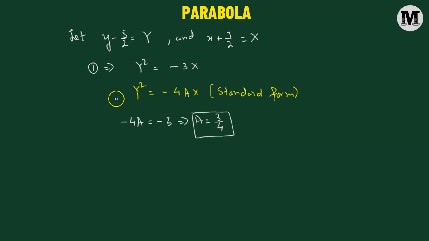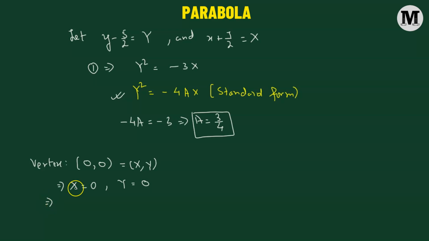Now, we'll consider this particular parabola. We know that for a parabola given by y² = −4ax, its vertex is always going to be at the origin, (0, 0). Now, this particular vertex corresponds to (X, Y). But we have considered X to be equivalent to x + 7/2. So here if we compare, we are going to get X = 0 and Y = 0.